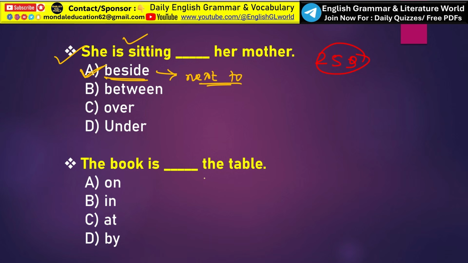Next, the book is dash the table. So the correct answer is option A, that is on. On is used when something is placed on the surface. So here the book is resting on the surface of the table, that's why we have to use on. So the book is on the table.